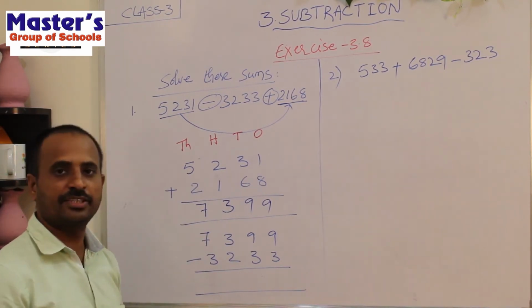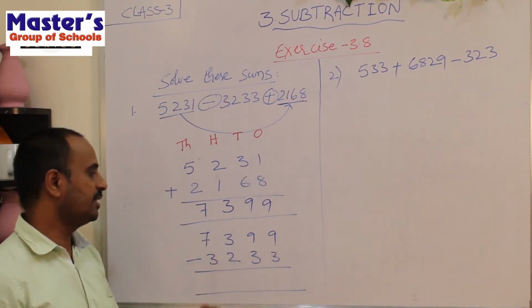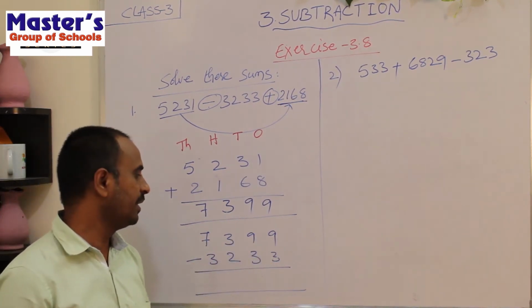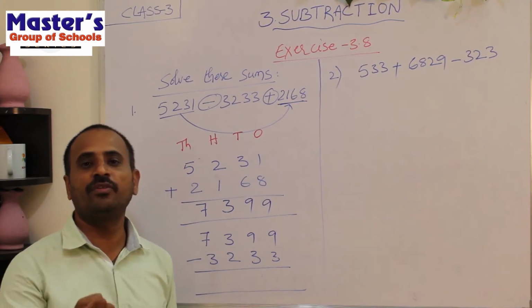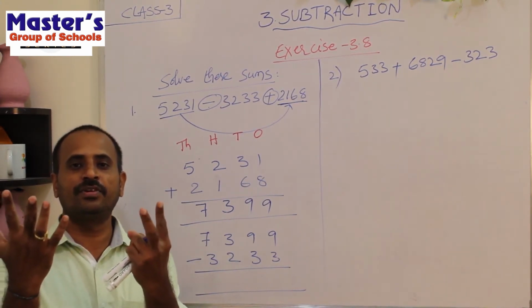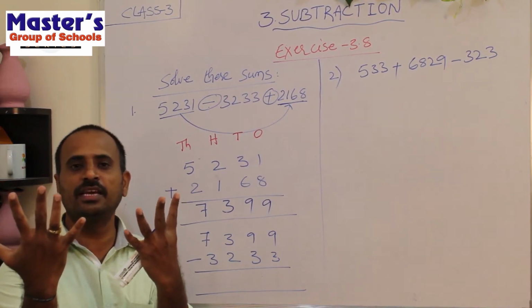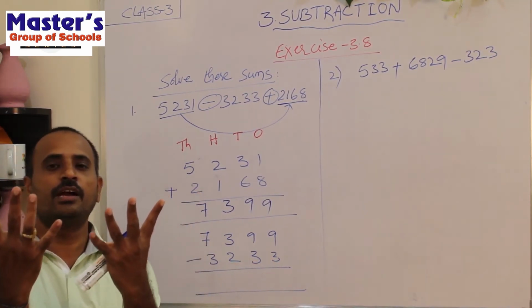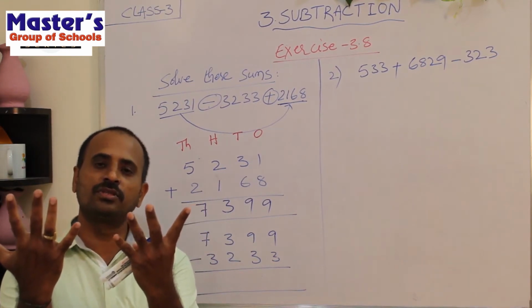So start subtraction from ones place. What are the digits present in ones place? 9 and 3. So open 9 fingers of your hand. 1, 2, 3, 4, 5, 6, 7, 8, 9. Children, these are the 9 fingers. What is the second number? 3. So close 3 fingers among these 9 fingers. So close 3 fingers.